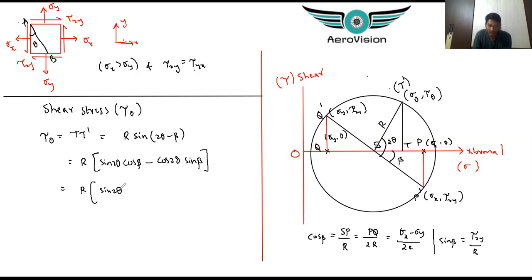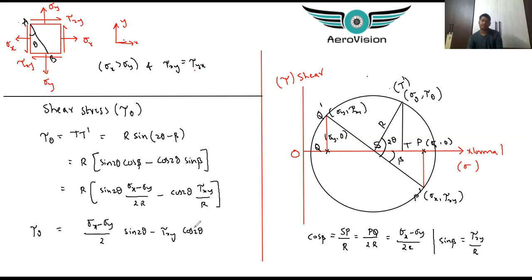Sin 2 theta into cos beta is (sigma x minus sigma y) by 2R, minus cos 2 theta into tau xy by R. So the shear stress acting on the plane, tau theta, will be (sigma x minus sigma y) by 2 sin 2 theta minus tau xy into cos 2 theta.